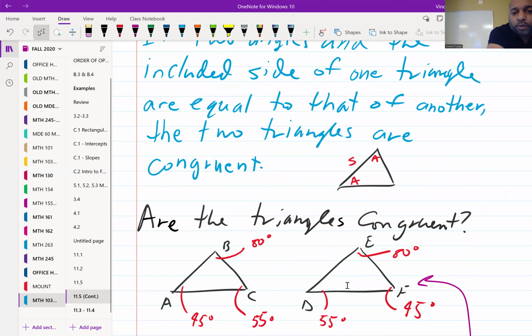So we want to determine if we have two congruent triangles. We have A, B, C, and for A, we have angle 45, B is 80 degrees, C is 55 degrees. And then for D, E, F, D is 55 degrees, E is 80 degrees, and F is 45 degrees.